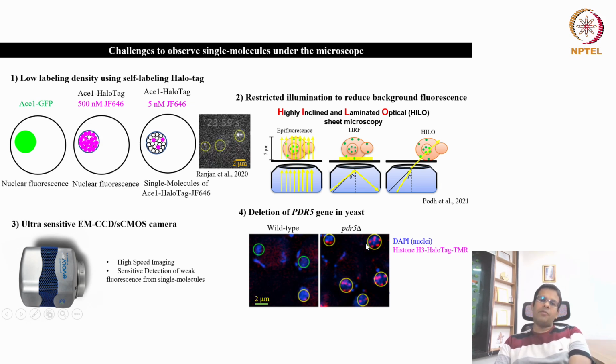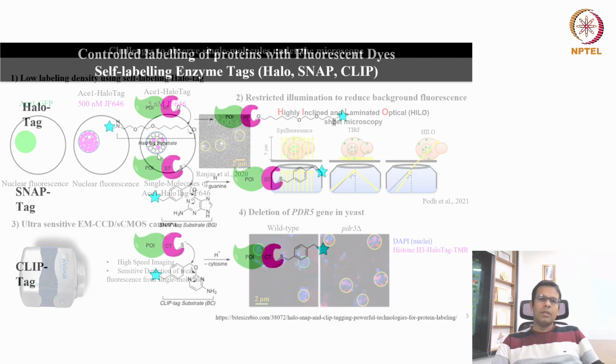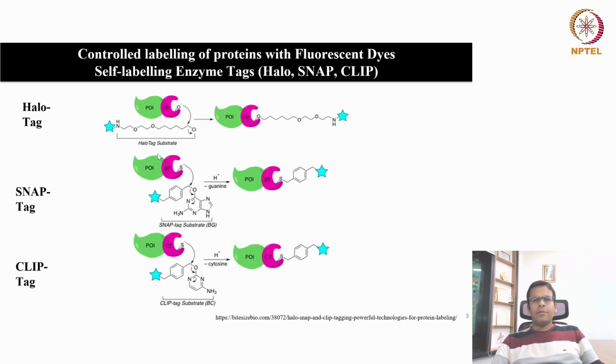But this is only specific for yeast. If you are working with human cell lines, then this method is pretty simple, and you do not need to delete any membrane transporters. This dye can directly go inside human cell lines. And these are the three types of tags, known as self-labeling enzyme tags, which are available: Halotag, SnapTag, and ClipTag. These three tags ensure a 1:1 protein to dye binding ratio.